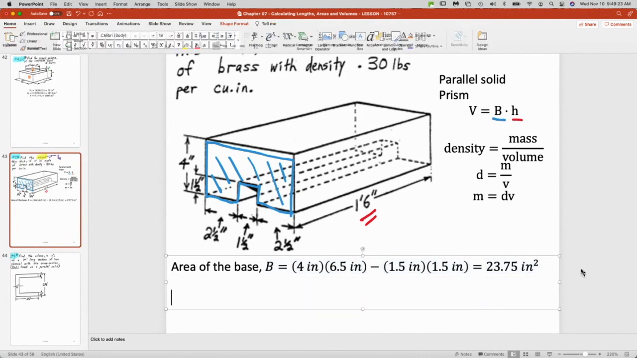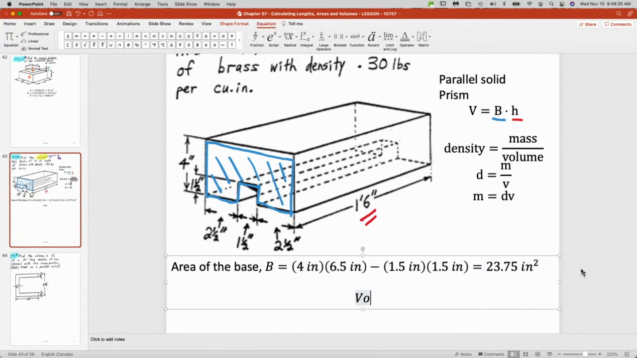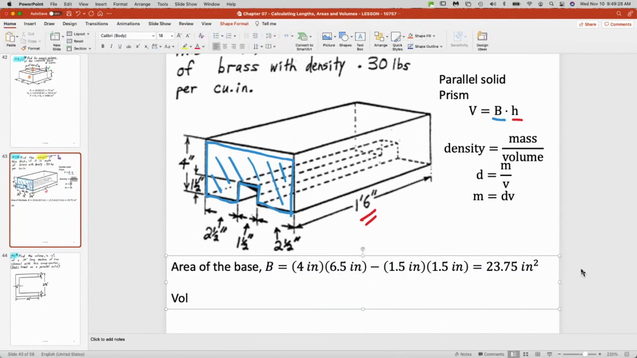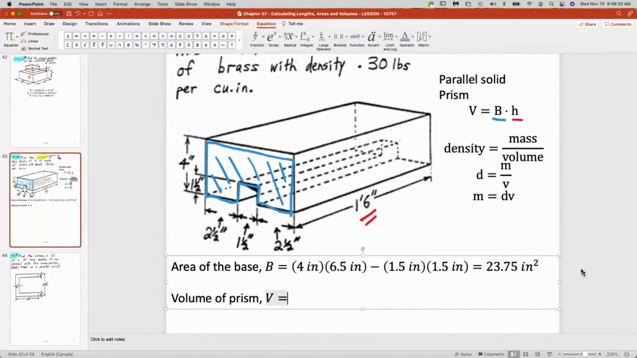Let's get the volume now. Volume of prism: V equals base of prism times height. So we take 23.75 square inches, and the height is 1 foot 6 inches. Ew, not cool. So 1 foot 6 inches is 18 inches. Confirm. Thank you. So that's 427.5.